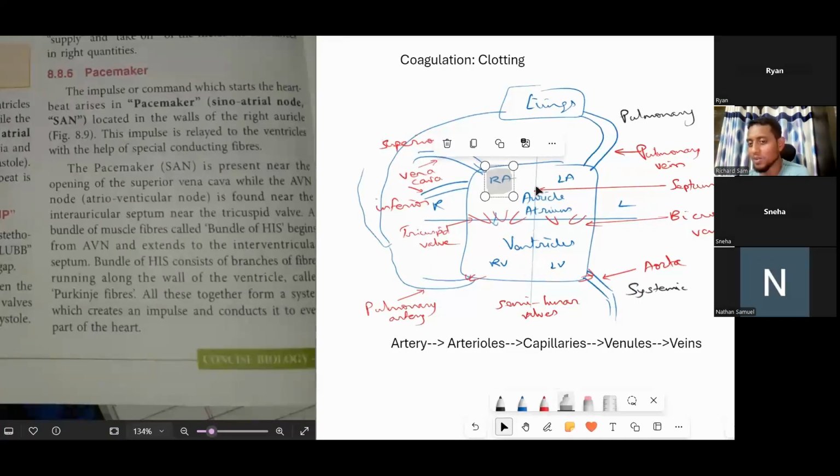What's the septum here on top called? Interauricular septum. And the septum here down? Interventricular septum. So this AVN is found near the interauricular septum, near the tricuspid valve. Okay, so let's mark it here. Somewhere over here. Interauricular septum near the tricuspid valve. The tricuspid valve is on this side, right? So that's the second part.